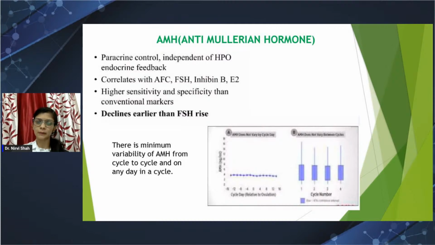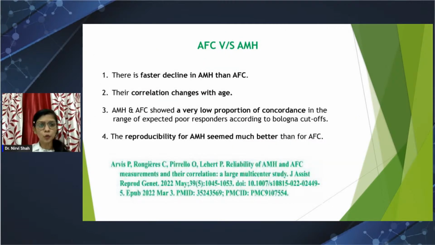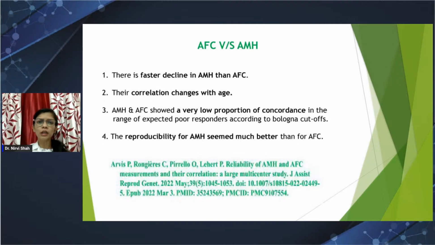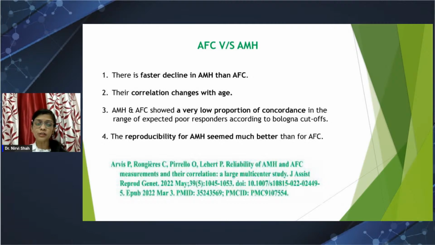of periods. However, there was a study done in 2022 to just differentiate between AFC and AMH, just compared the two. So obviously there's a faster decline in AMH compared to AFC. Also, they both show a very low proportion of concordance with respect to the Bologna cutoffs. We'll come to that a little later. The reproducibility for AMH seems much better than AFC. The antral follicular count in every cycle is going to vary.